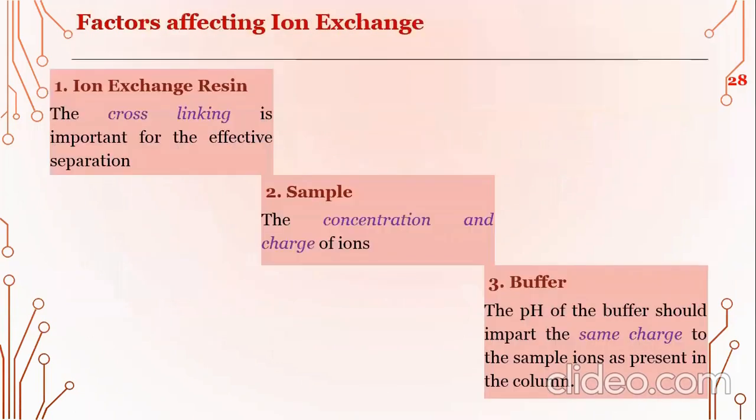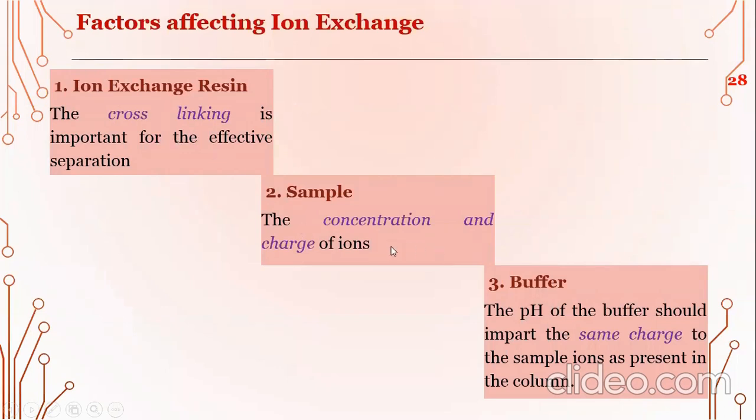And next to it, there are a few factors that affect ion exchange. Three factors are there, in three different steps, that we need to consider. At the first step, ion exchange resins, and the cross-linking is important for the effective separation. For effective separation, the cross-linking is important.